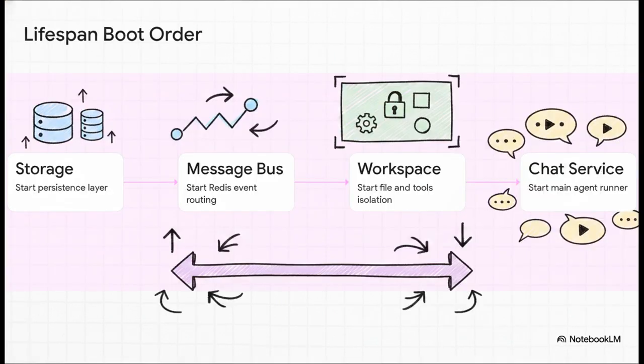Because all these internal dependencies heavily rely on each other, the service has a very strict lifespan execution order when booting up. It starts the storage, then the message bus, then the workspace manager, and finally the chat service. And crucially, it tears down in the exact reverse order when shutting down. This is what ensures absolute data safety and state integrity, meaning absolutely no active chats get dropped before their state is safely persisted to storage.